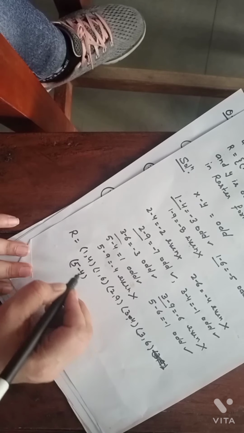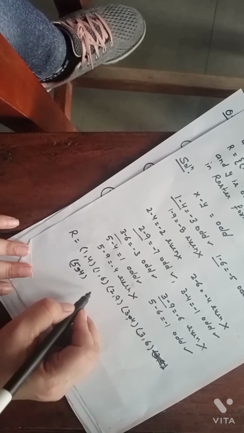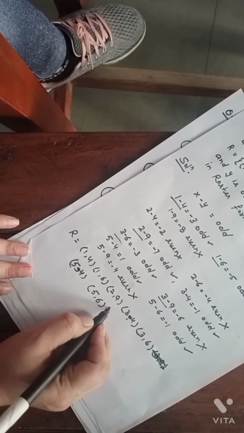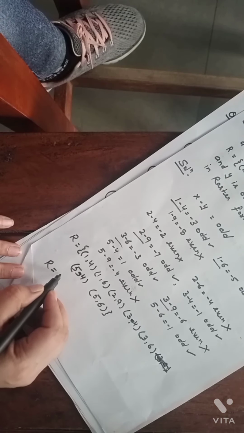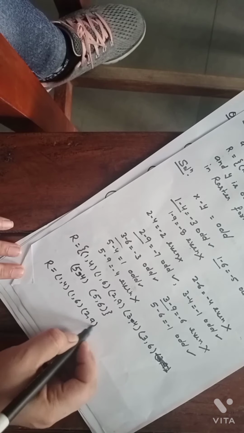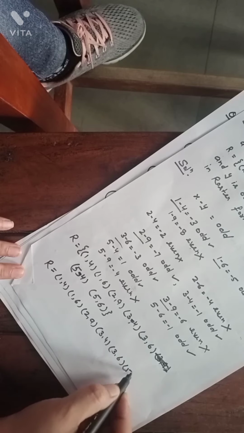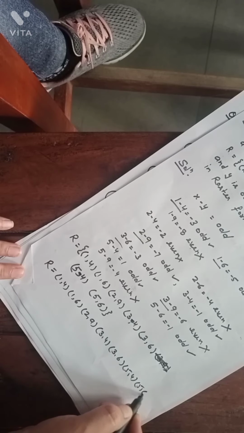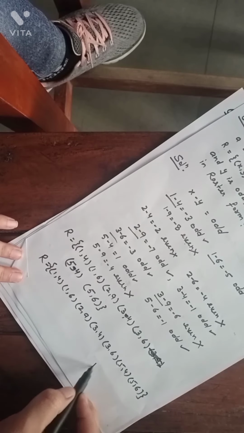5 minus 4 is equal to 1, so (5, 4), okay, and (5, 6), and now we are closing the braces. So the relation R is equal to {(1, 4), (1, 6), (2, 9), (3, 4), (3, 6), (5, 4), (5, 6)}, because the differences of these numbers are odd. Okay, so this is our answer.